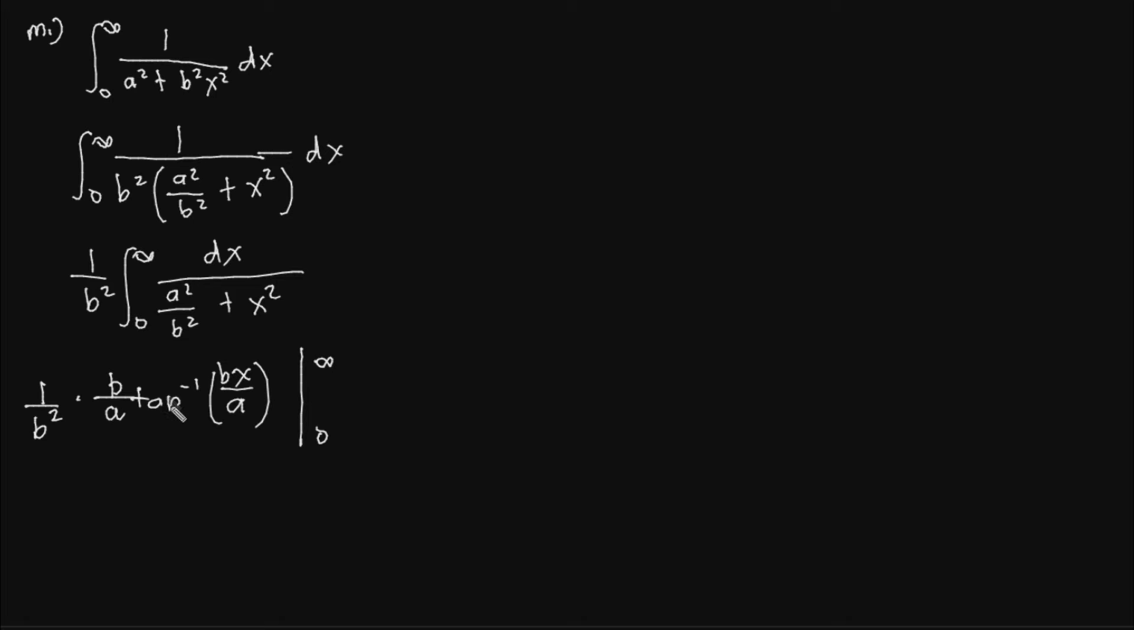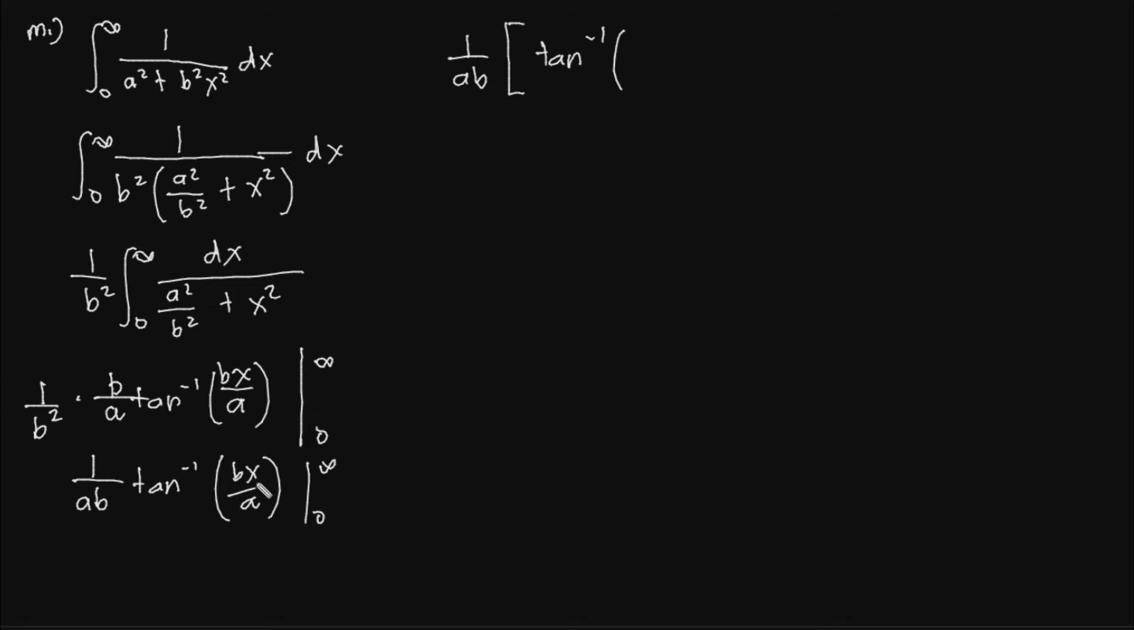Okay, now let us simplify muna siguro. So we have 1 over AB and then inverse tangent of BX over A. Okay, and then finally I can substitute the values now. So if we have 1 over AB, I can factor this out sa buong expression. No? And then we have the inverse tangent of, now if it's BX to infinity, so we know that this is inverse tangent of infinity minus the inverse tangent of this one is 0, so we have 0.